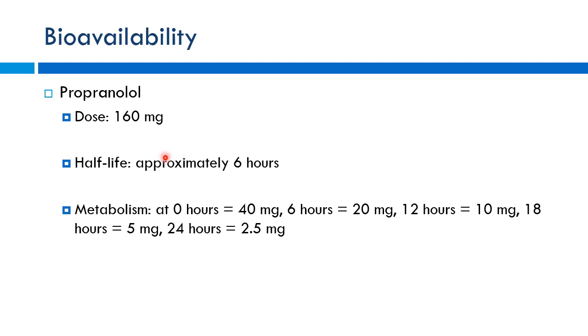So let's say that the half-life is approximately 6 hours. Looking at metabolism, imagine at hour 0, once I have the actual drug being absorbed, I have 40 milligrams that made it through, so it's a 25% bioavailability. At 6 hours, you expect maybe 20 milligrams to be left over, right? Because again, this undergoes first order kinetics. This is first order kinetics, right? The majority of drugs are going to be first order.